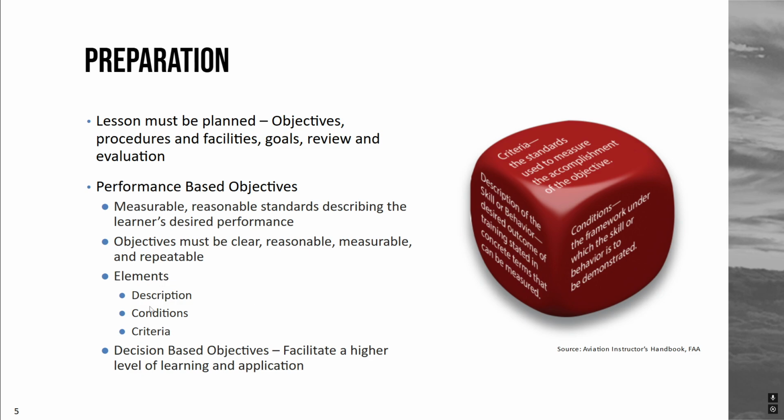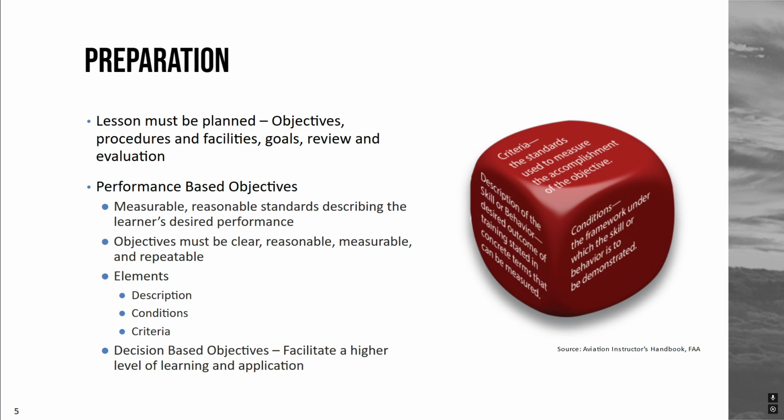And there are 3 elements of performance-based objectives. There's the description, conditions, and criteria. So the description is to clearly state the skill or behavior. The conditions are the rules under which that skill or behavior will be demonstrated. And the criteria, the standards to measure the accomplishment of the objective. So like the ACS standards.